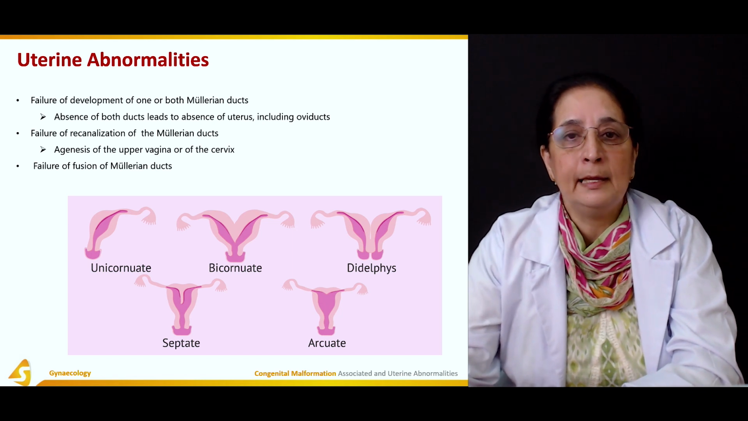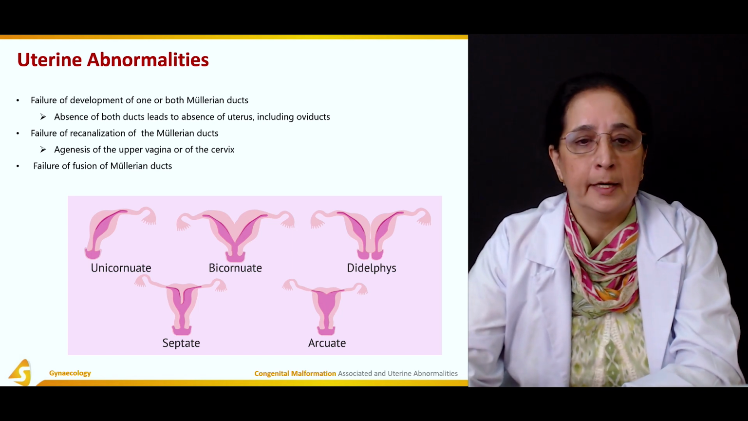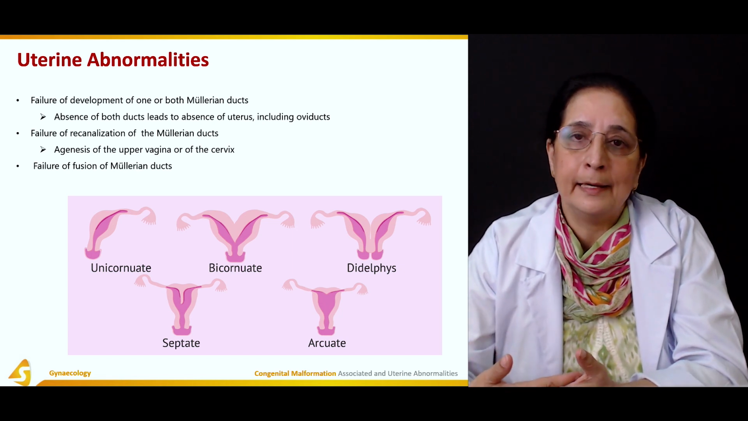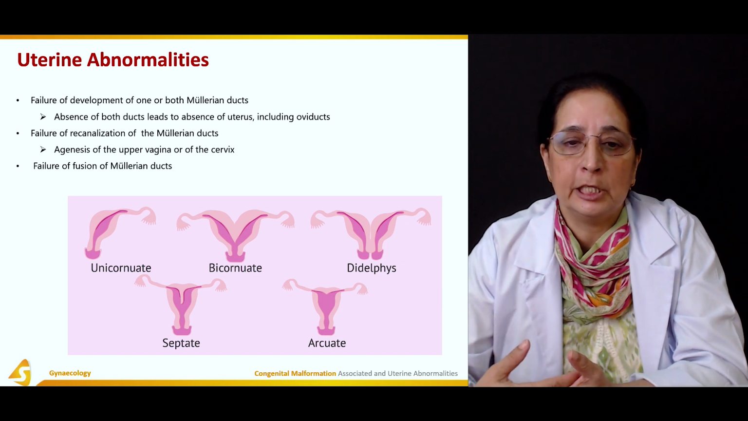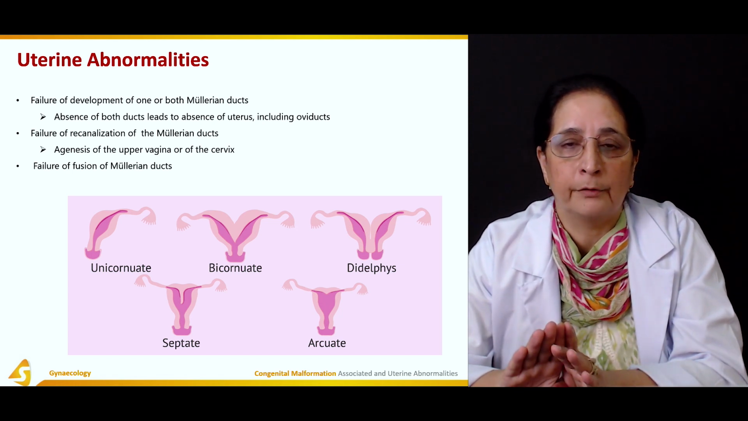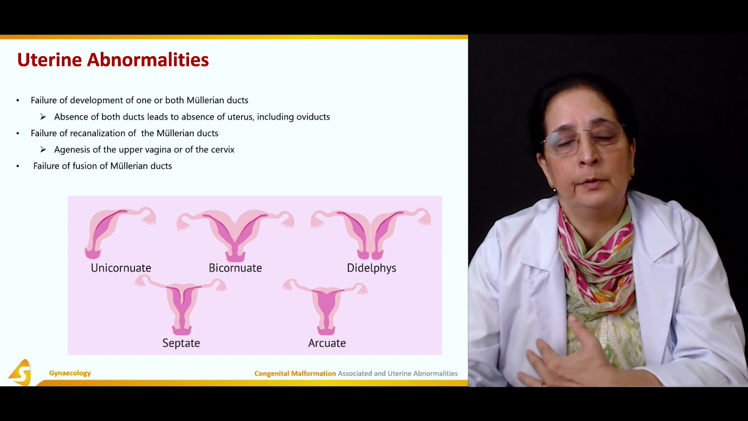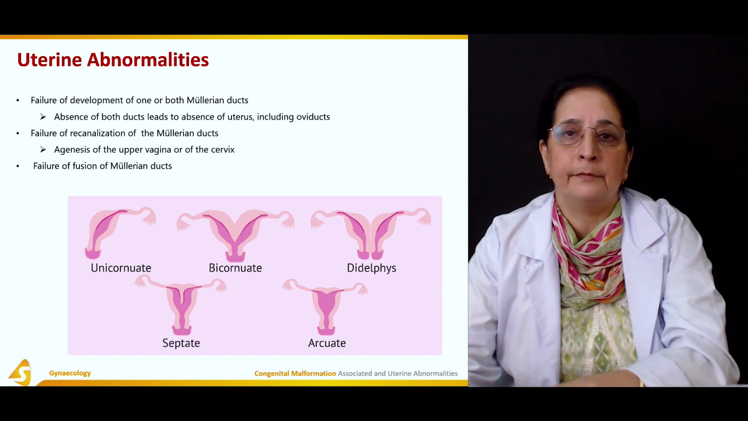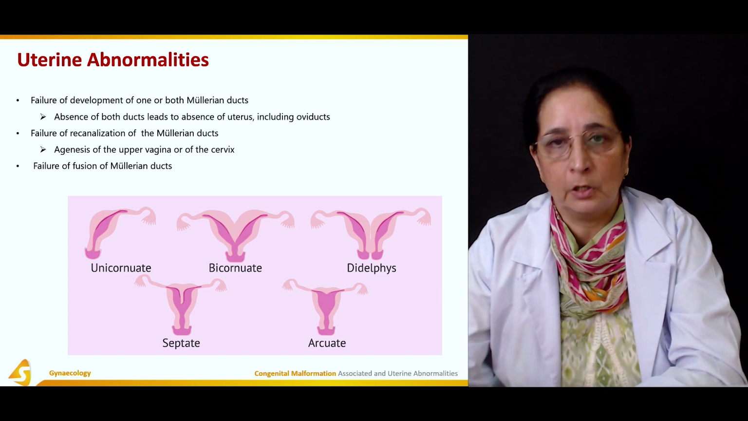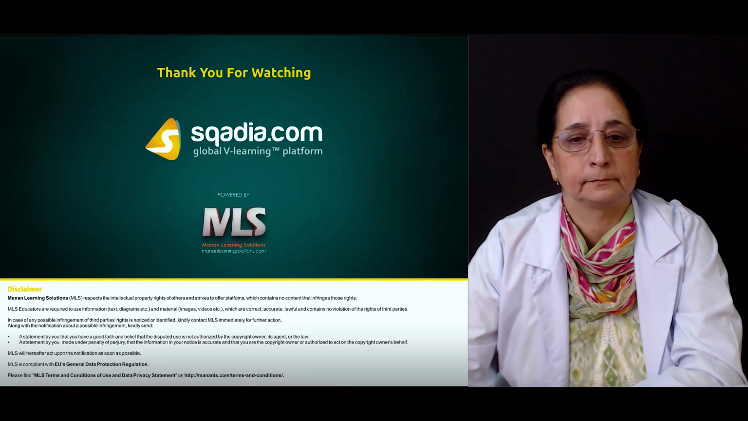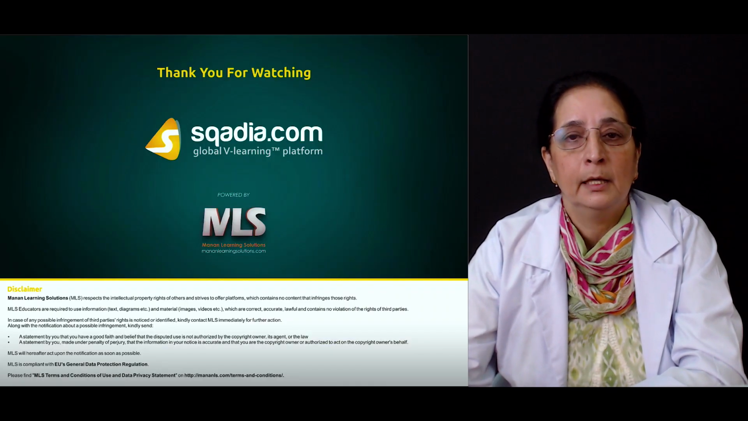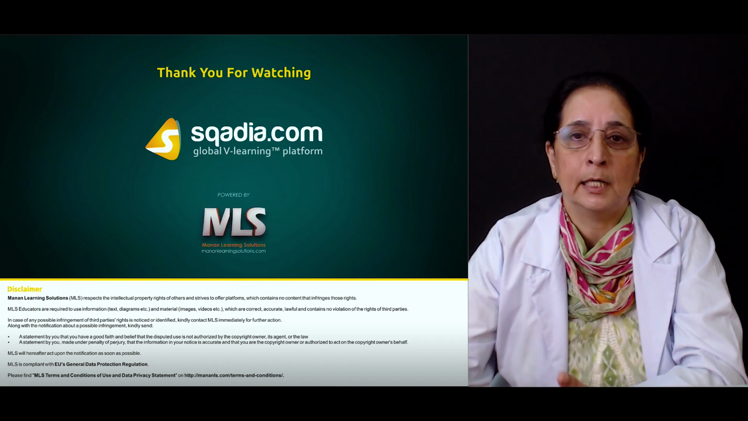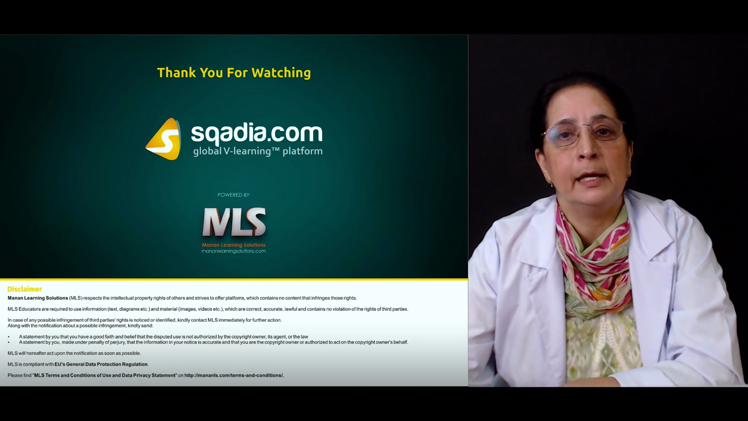Also, there is failure of fusion of the Mullerian ducts. So very commonly, there is complete absence, or failure of canalization. If canalization occurred, there is failure of fusion that leads to fusion problems like lateral fusion abnormalities, if there is failure of the fusion of Mullerian ducts. That was all about the malformations and classification of the uterine abnormalities.